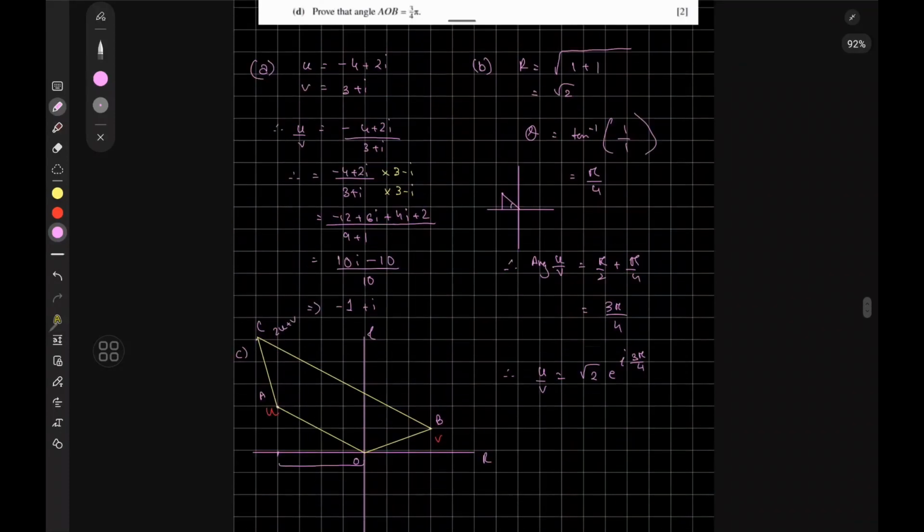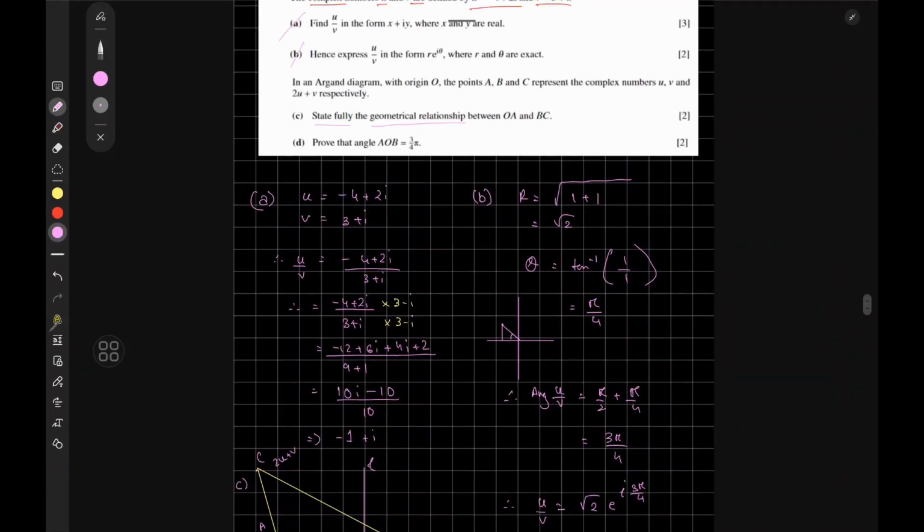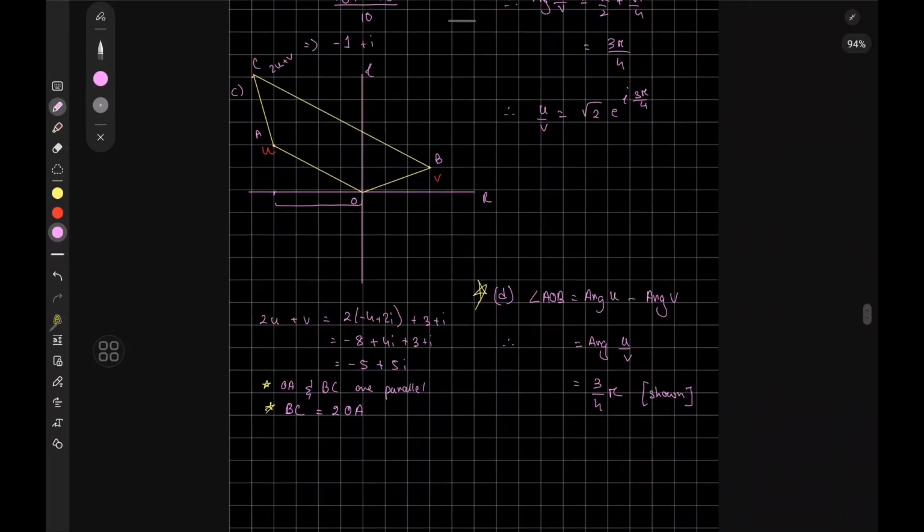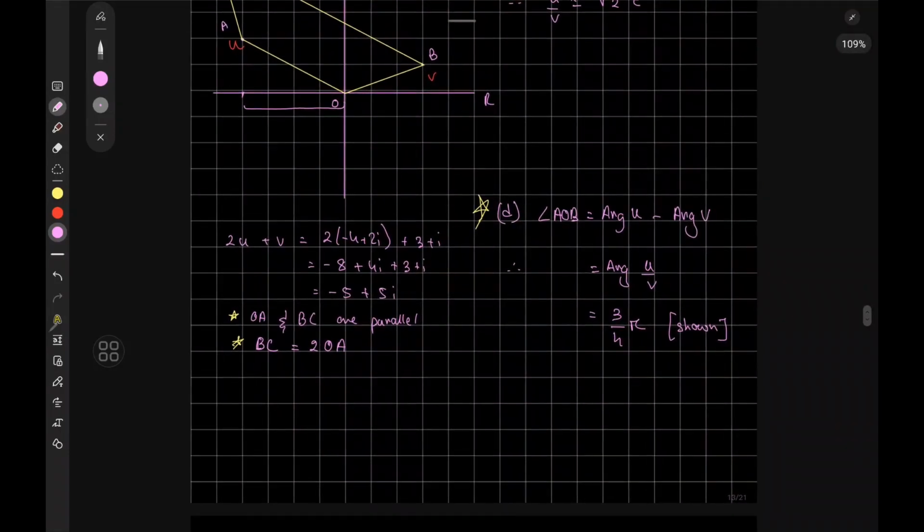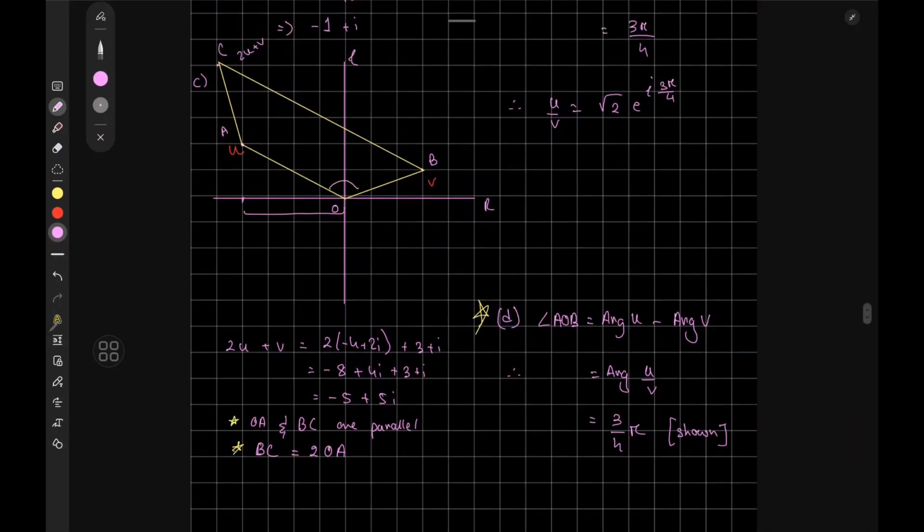Okay, now for D, what are they telling you? Prove that angle AOB is 3/4 of a pi. Now, they're telling you angle AOB is 3/4 of a pi. How do you figure out angle AOB? What is angle AOB? This, right?